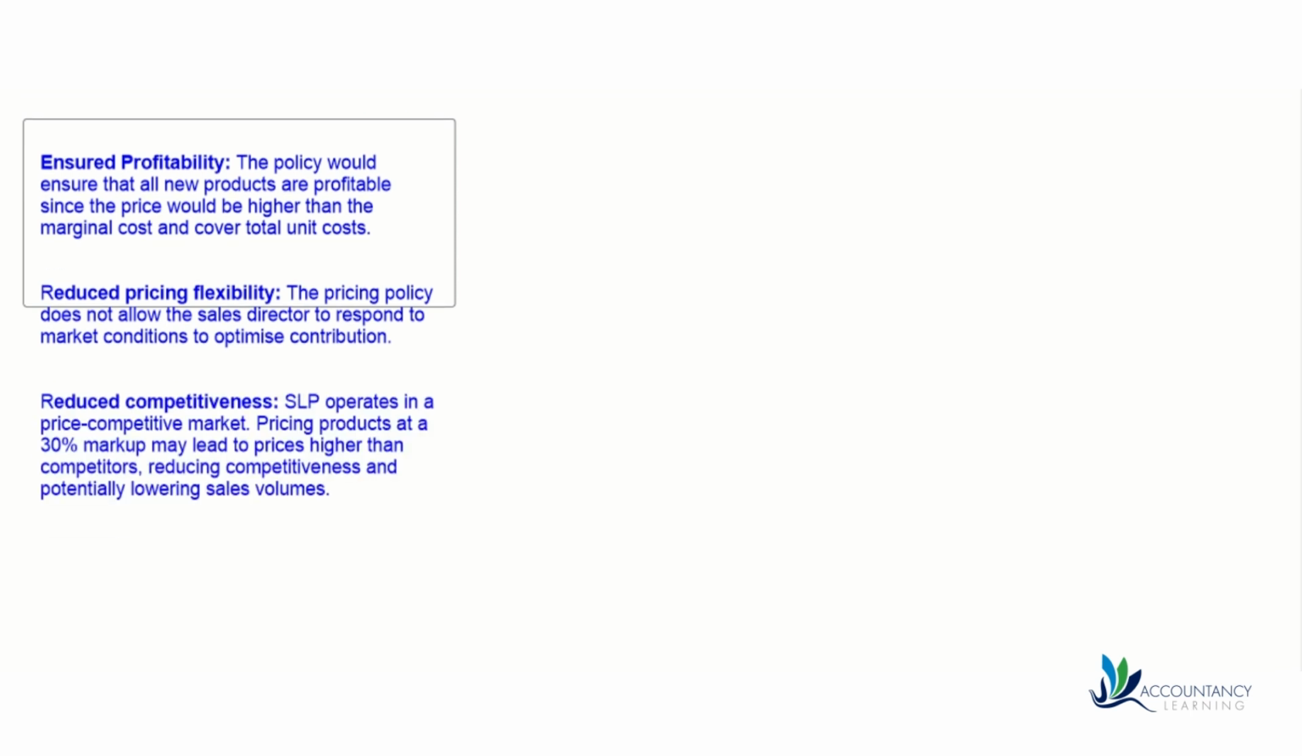The third one is looking at the reduced competitiveness. SLP operates in a price competitive market, and pricing products at a 30% markup may lead to prices higher than competitors, reducing competitiveness and potentially lowering sales volumes. This means that because SLP operates in a market where customers are very sensitive to price, setting prices 30% higher than the cost to produce the product could result in SLP's products being more expensive than those offered by competitors, making them less attractive to customers and potentially leading to fewer sales.